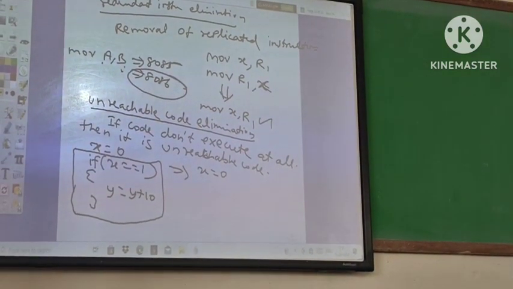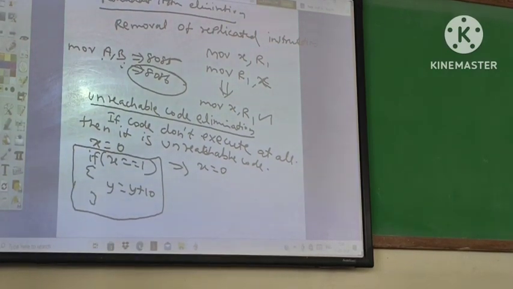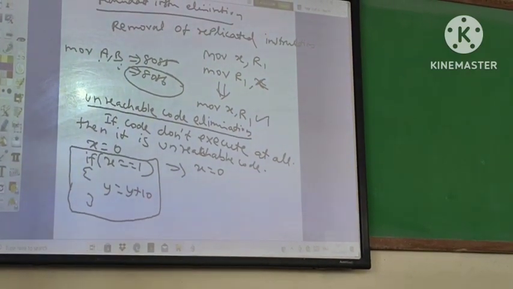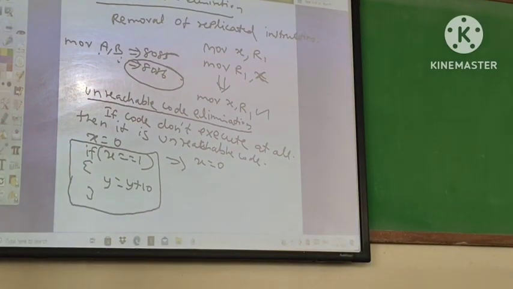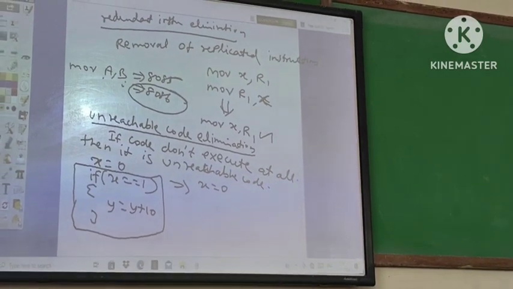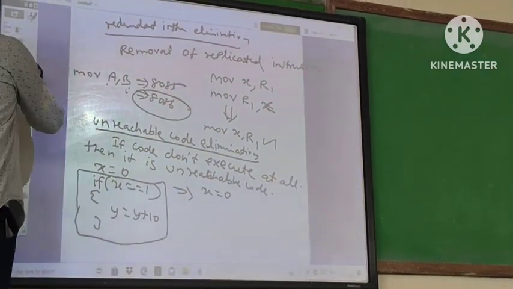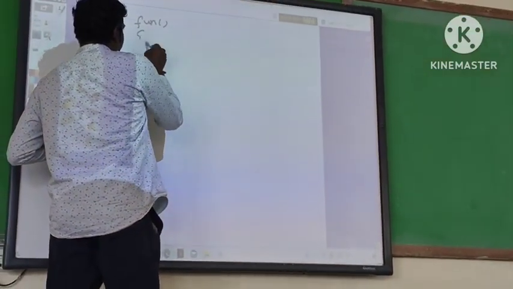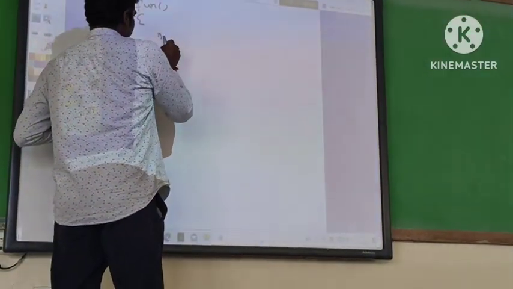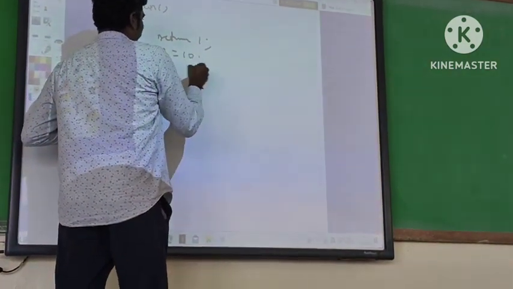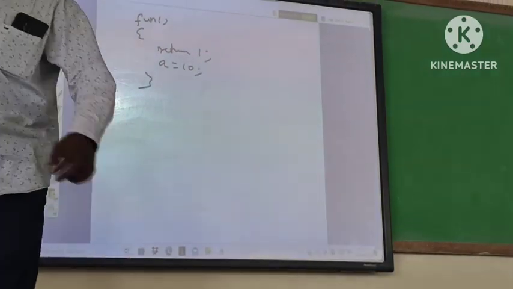What is the other way of doing this? I will write another piece of code. You tell me which is unreachable code. See here, the next example. I make a function called fun. Again, it's a hypothetical function. So return 1, a equal to 10. Now, which is unreachable?